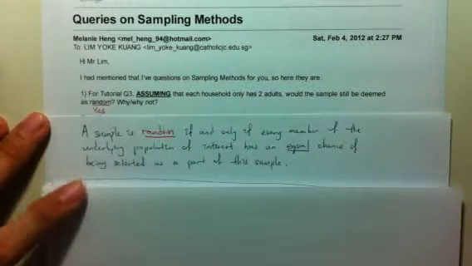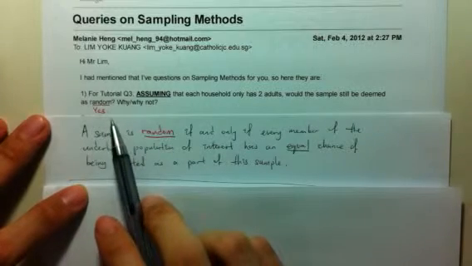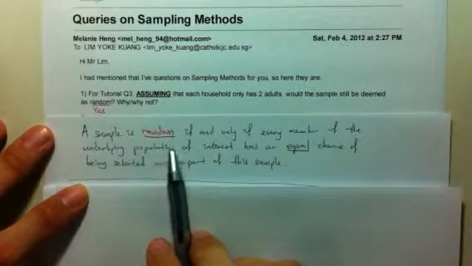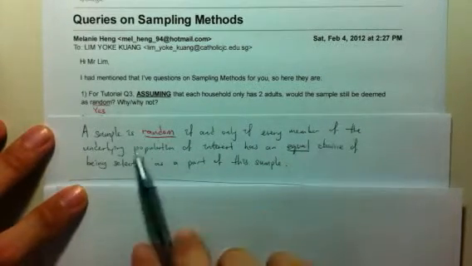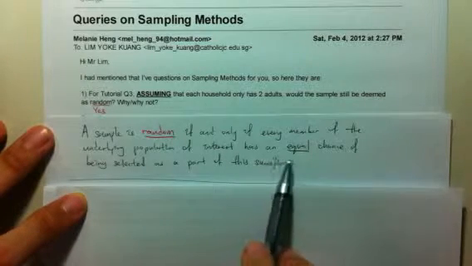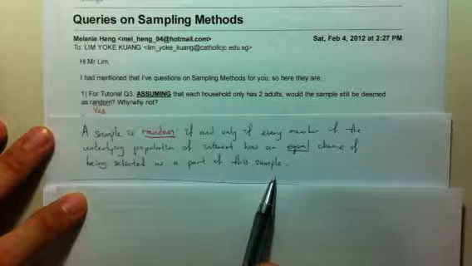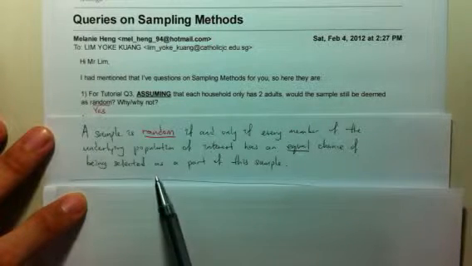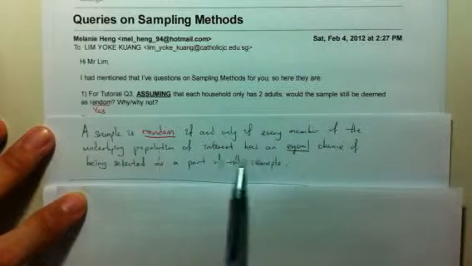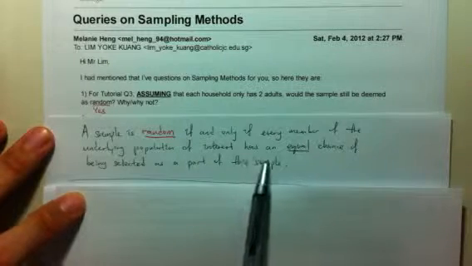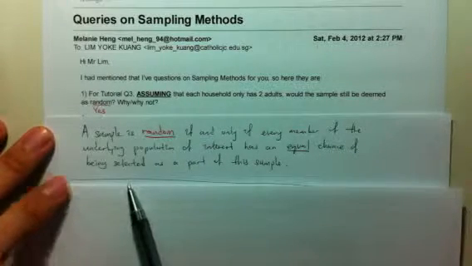But before we move on, let us take a look at what is meant by a random sample. What is meant by the keyword random? Now, a sample is random if and only if every member of the underlying population of interest has an equal chance of being selected as part of this sample. Note the key idea behind what is meant by a random sample. Everyone in the underlying population needs to have an equal chance of being selected.